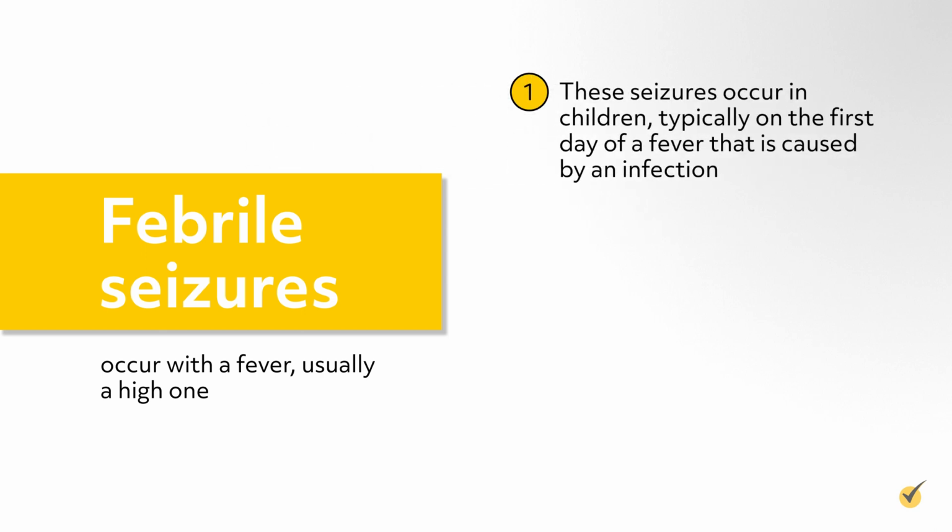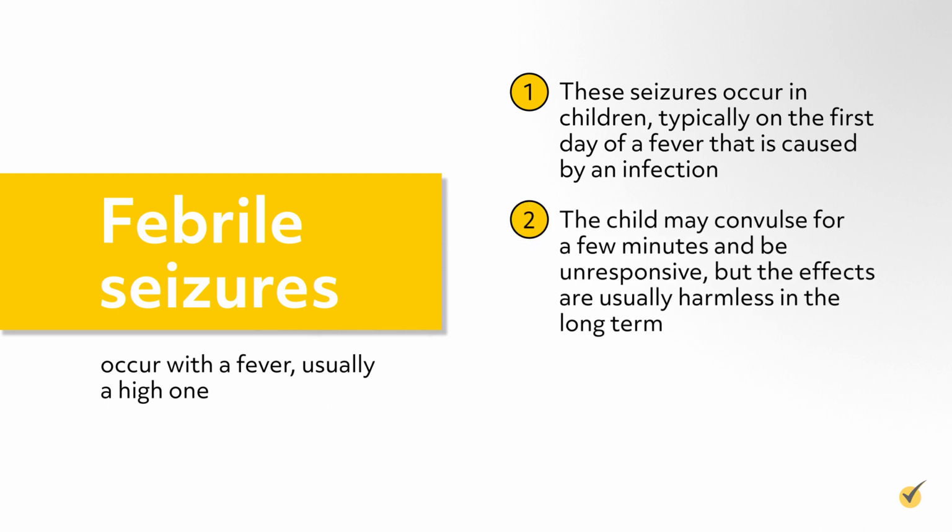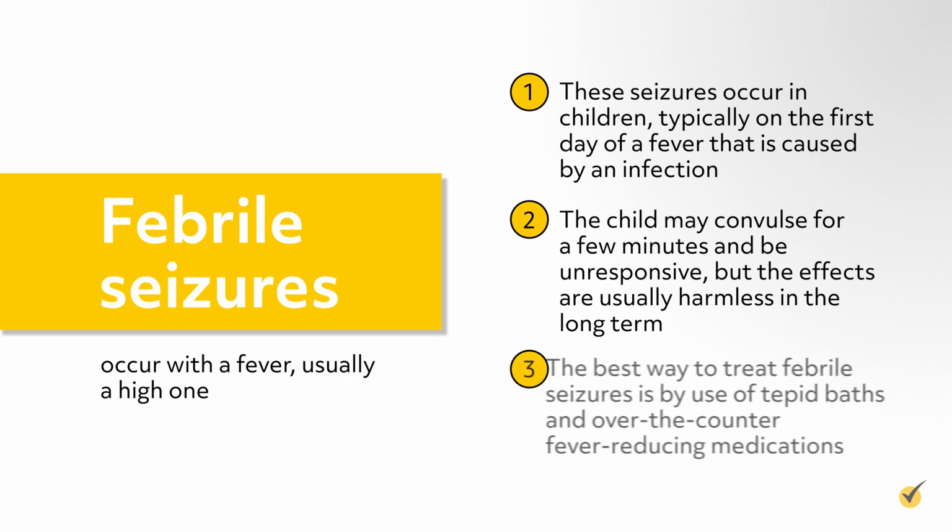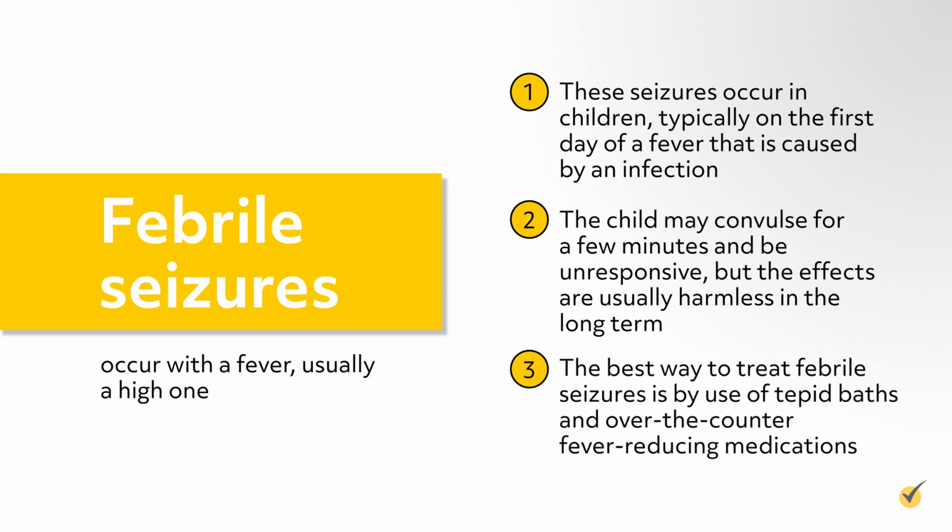Febrile seizures, as the name implies, occur with a fever, usually a high one. These seizures occur in children typically on the first day of a fever that is caused by an infection. The child may convulse for a few minutes and be unresponsive, but the effects are usually harmless in the long term. The best way to treat febrile seizures is by use of tepid baths and over-the-counter fever-reducing medications.